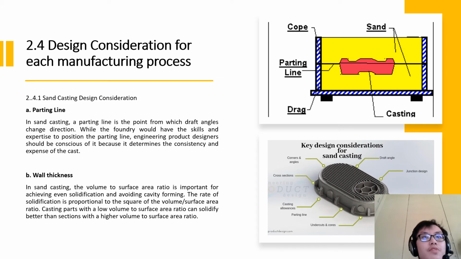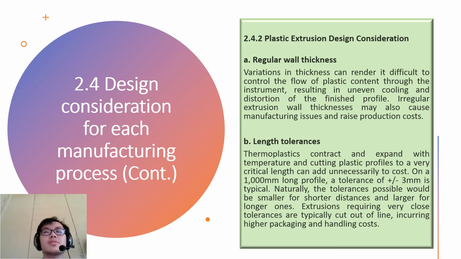Casting part with low volume to surface area ratio can solidify better than section with a high volume to surface area ratio. The extrusion design consideration. So the first one is regular wall thickness. So variations in thickness can render it difficult to control the flow of plastic content through the instrument, resulting in uneven cooling and distortion of the finished profile. Irregular extrusion wall thickness may also cause the manufacturing issue and raise the production costs.